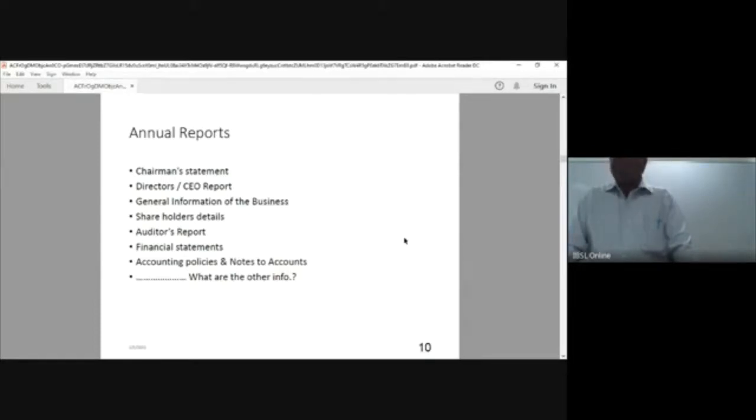Right. Then what other information can you find? There may be risk analysis. If it is a bank annual report, obviously there will be various types of risk they mention. Then the market information will be there. And then the corporate responsibility report will be there.